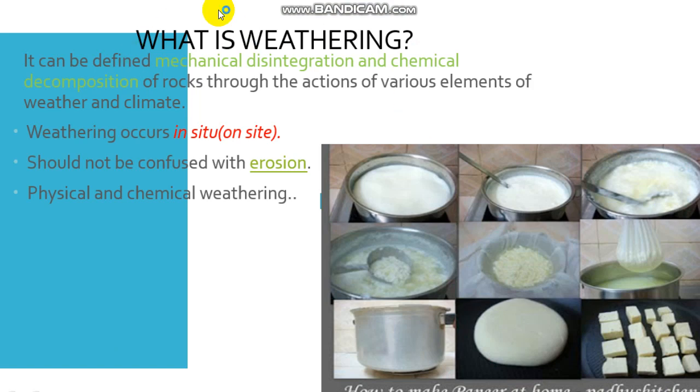What is weathering? It can be defined as mechanical disintegration or chemical decomposition of rocks through actions of various elements of weather and climate. The basic word here is disintegration, which means breaking of a larger piece of rock into smaller ones. And it could be physical disintegration or mechanical decomposition. Then weathering occurs on site. That means the element of transport is not at all involved, and that is what sets it apart from erosion, in which the element of transportation is involved.